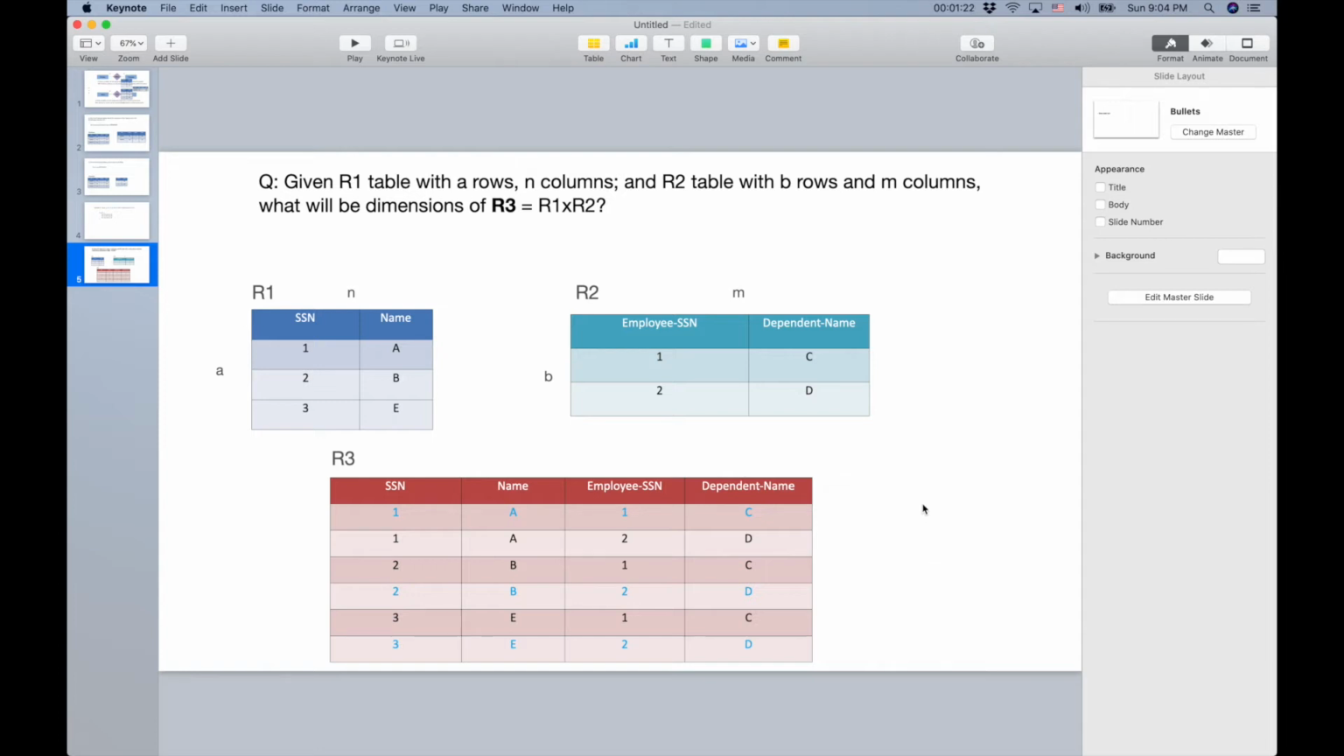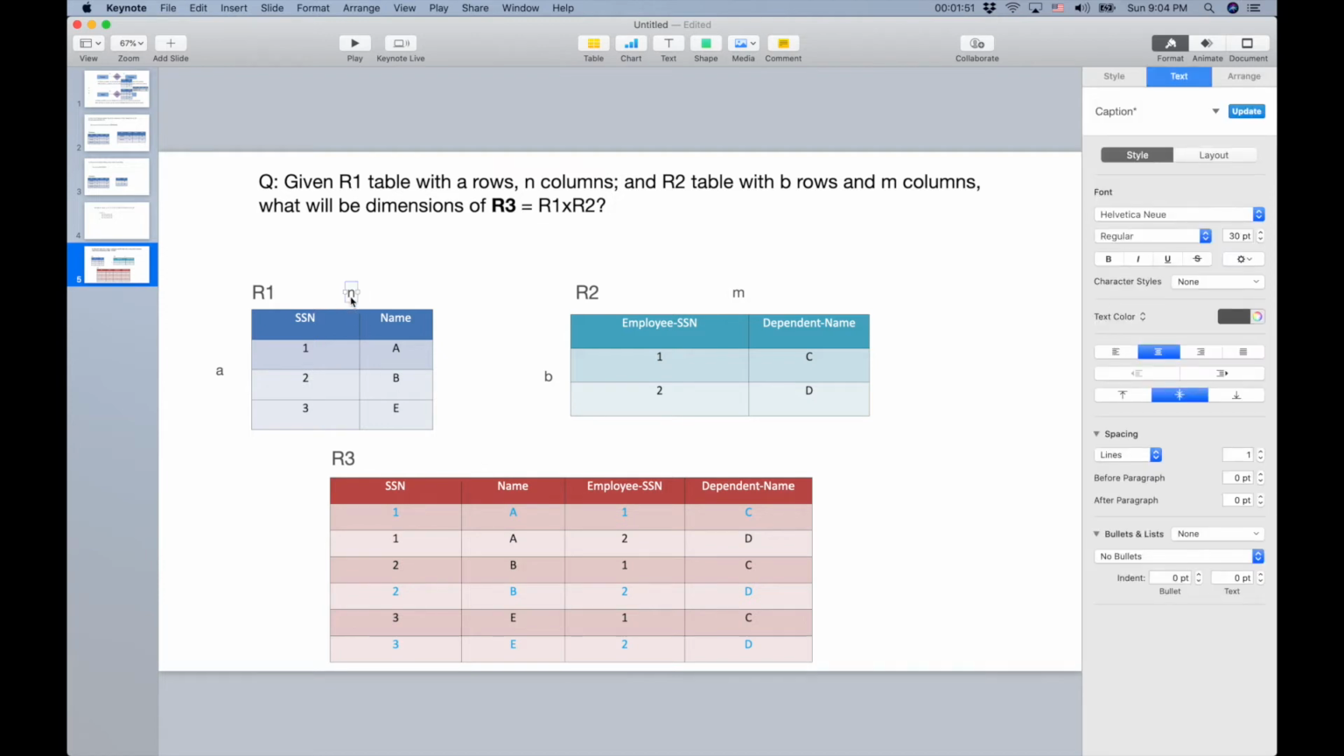According to the definition of relation product, in the output relation the schema will combine all the attributes from the two input relations, right? If we have R1 with N columns and R2 with M columns, by combining them together, we will be able to define a schema for R3, right? By combining them, we mean we need to sum them together. In other words, for R3, the number of columns will be equal to N plus M, right? So this denotes the columns we have for R3 as the output.